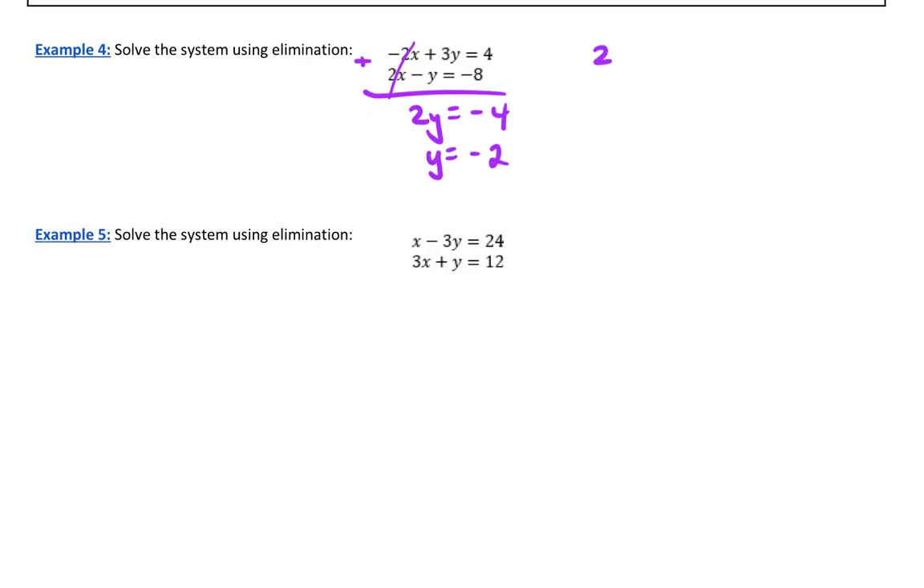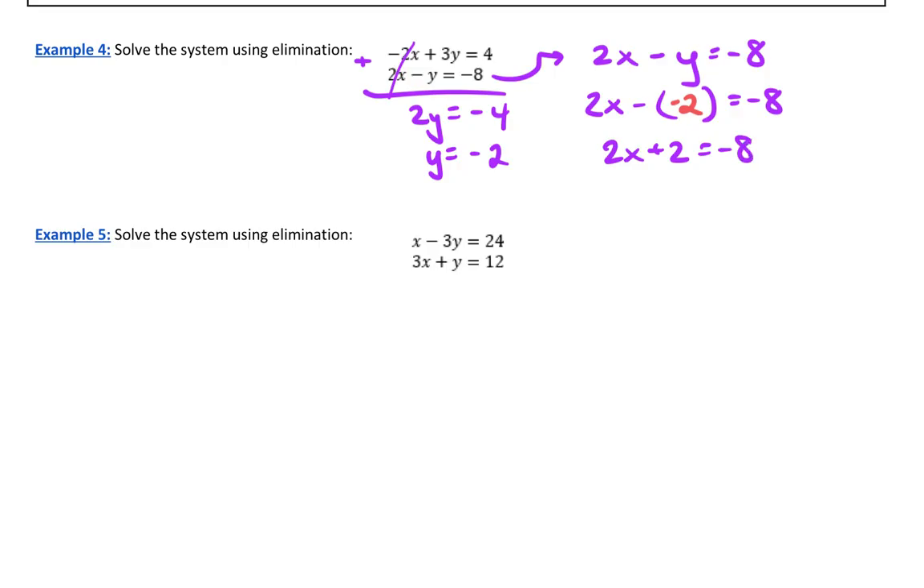And then we're going to take one of the original equations, doesn't matter which one, and we're going to go ahead and plug that y in and solve for x. So I have 2x plus 2 is equal to negative 8. 2x is negative 10. x is negative 5. Okay, so we have our x and our y.